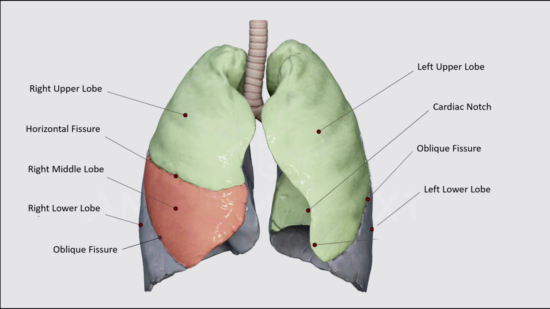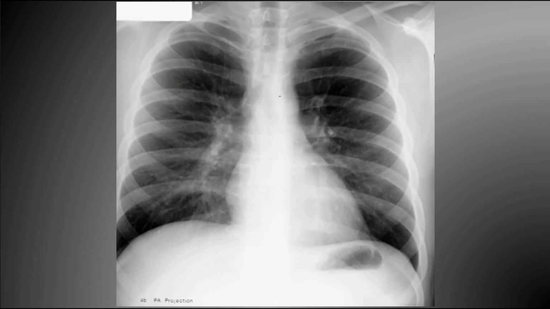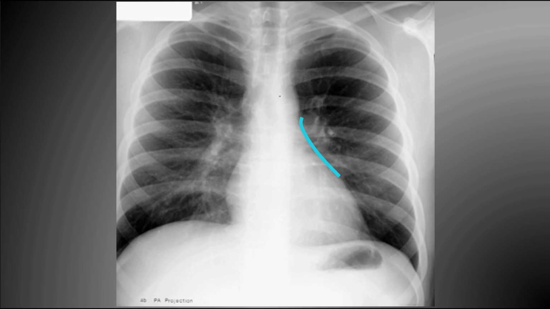Note that there's a slightly mysterious place in the left upper lobe that serves as the equivalent to the right middle lobe, and that is the lingula. This is named as such because it looks a bit like a tongue. On the x-ray, the lingula represents the part of the left upper lobe that abuts the left side of the heart. That's important if there's consolidation in the lingula, as we'll discover later on.